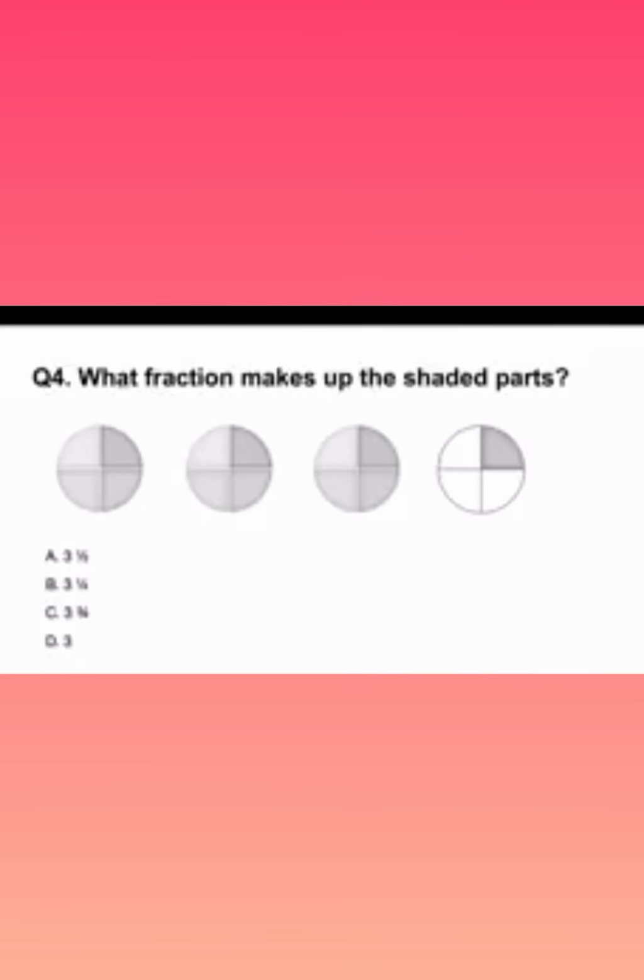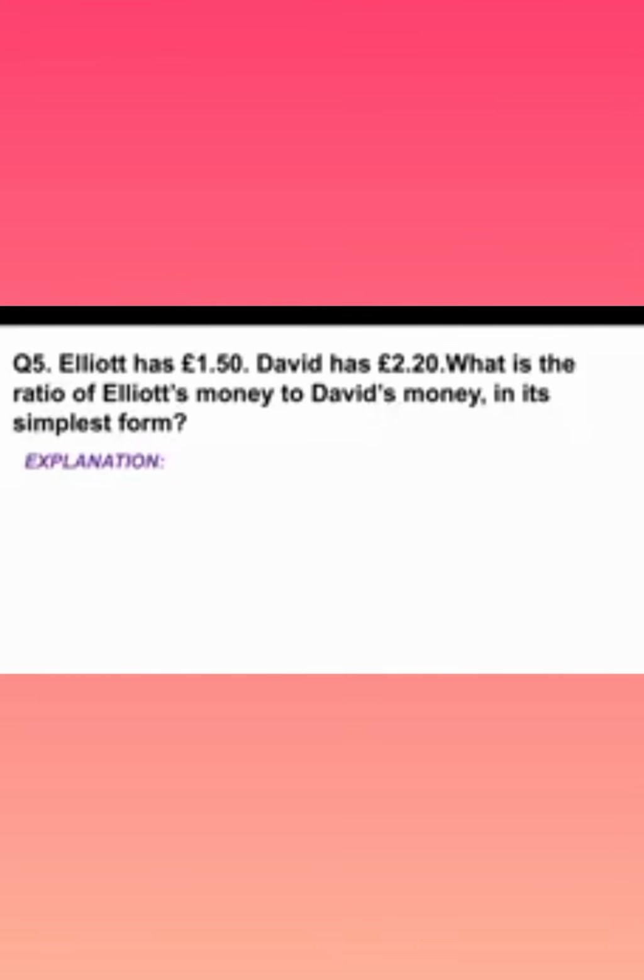Let's now move on to question 4. Quite a simple one. What fraction makes up the shaded part? So we can see we've got 4 circles here. The first 3 are fully shaded, and the fourth one, there's obviously 4 quarters. Only one of the quarters is shaded. So the correct answer is B, because you've got 3 1/4 shaded parts of the circles. Okay, really easy, that question.